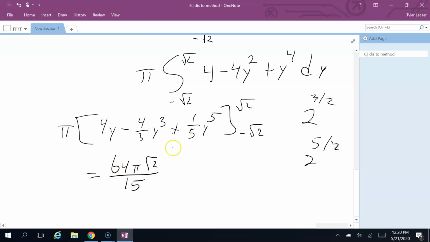If anybody needs help simplifying it down, I don't mind making a separate video of plugging this stuff in and simplifying it, but it would take me another 5 minutes to do all that. And I hope everybody's okay with getting this answer.